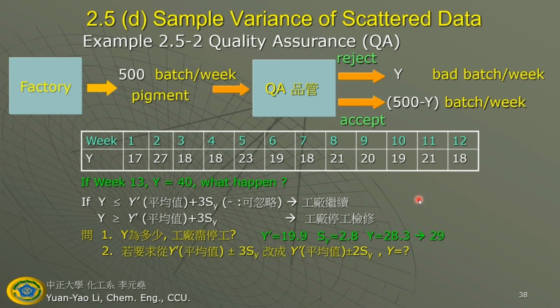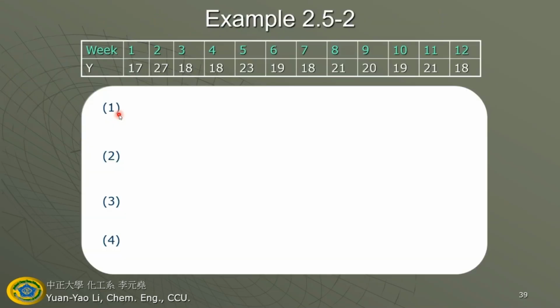However, if you want to make money and you want to be strict, like Tesla, Elon Musk is very strict. He said, no, I don't want 3 standard deviations. I just want 2 standard deviations. So what's the number of Y? Okay, so the number is 26. So once the 13th week, 14th week, 15th week number is more than 26, the factory needs to shut down. So this is the answer.